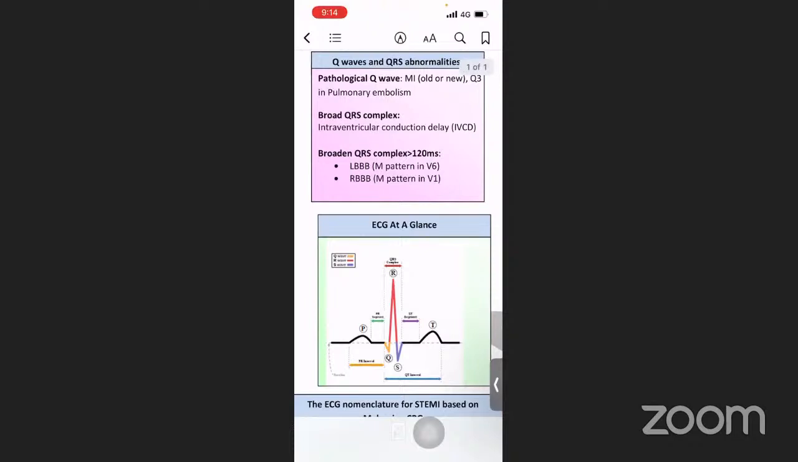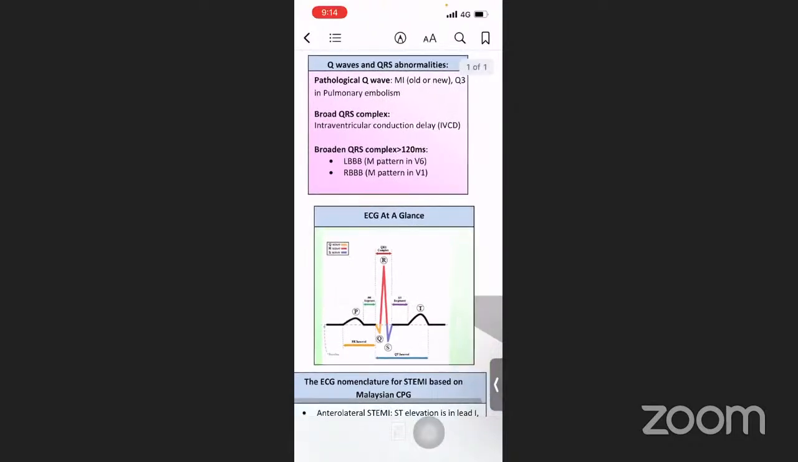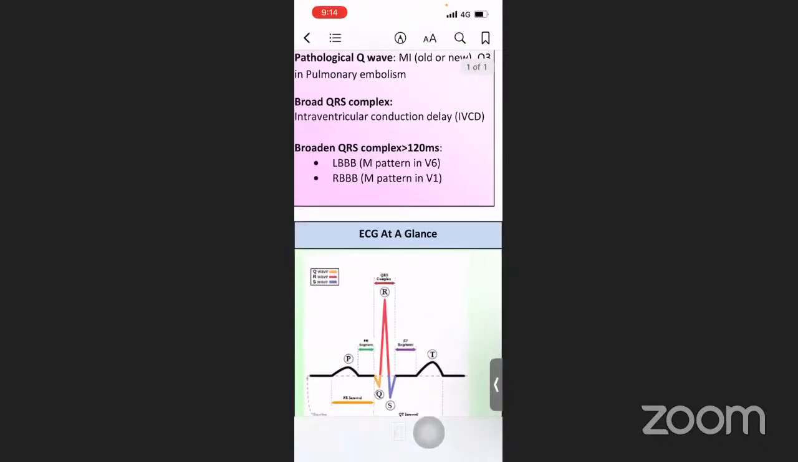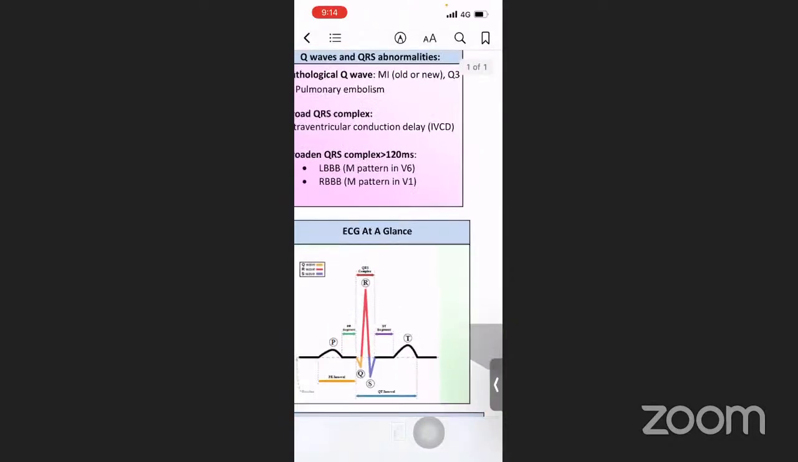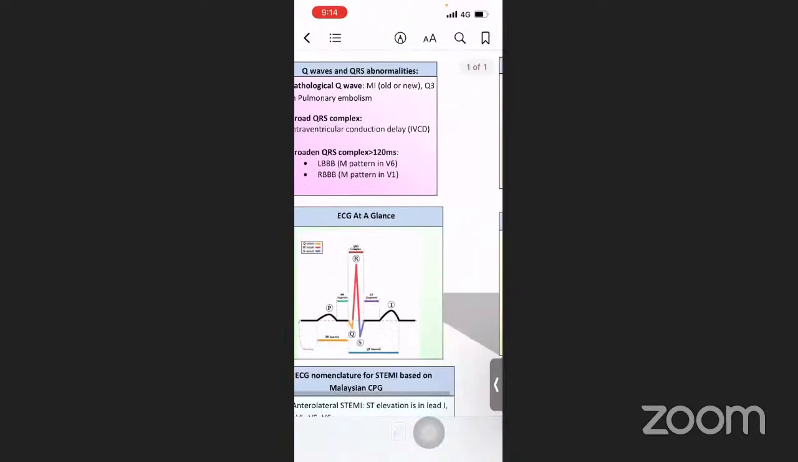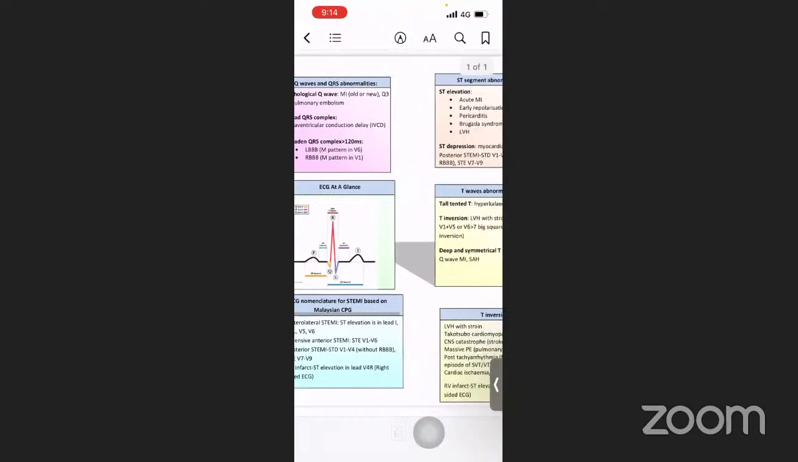Broad QRS complex can happen in IVCD. Later, I will show you the example. Broad QRS, you also have LBBB and RBBB. LBBB is the M pattern in V6, whereas RBBB is the M pattern in V1. Later, I will show you the example.